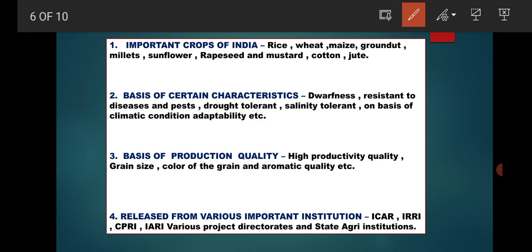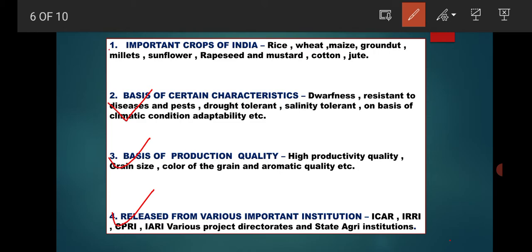Here I have classified 4 aspects that are very important. That is, important crops in India. Next is on the basis of certain characteristics. Next is on production quality. Next is release from various important institutions. So guys, our main focus is to crack any exam. It's not that we'll go on reading, but at the exam we'll face difficulty or confusion. No, we should not do that.